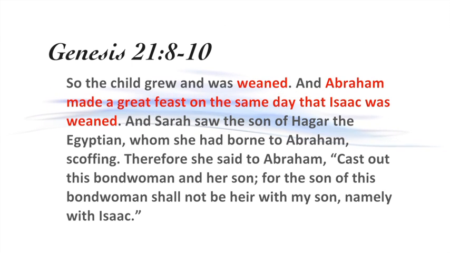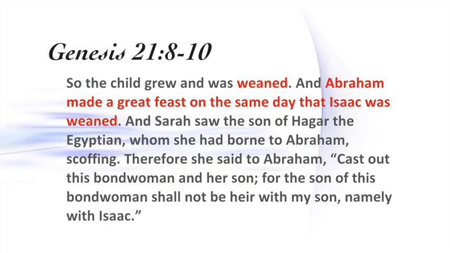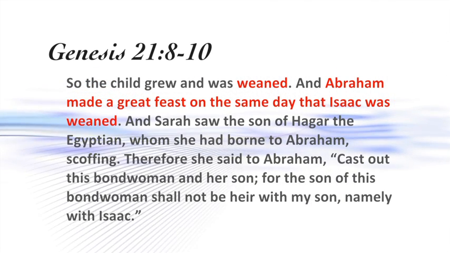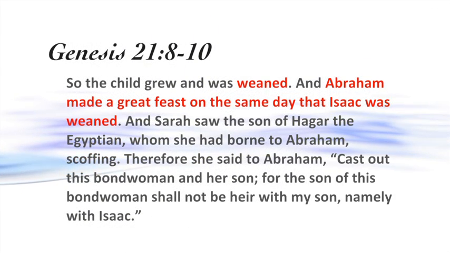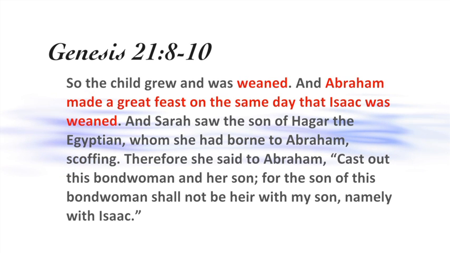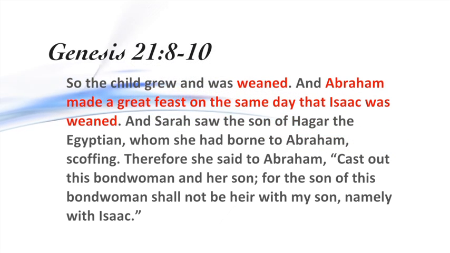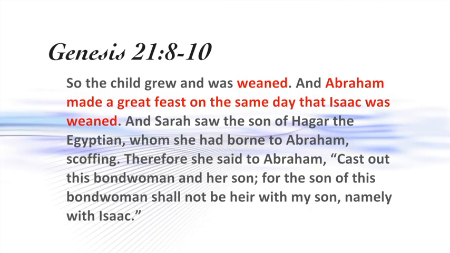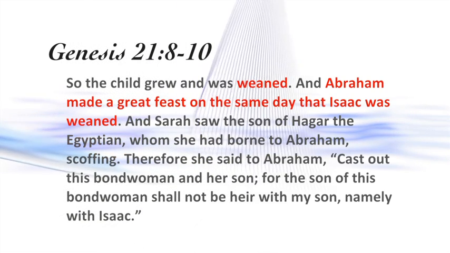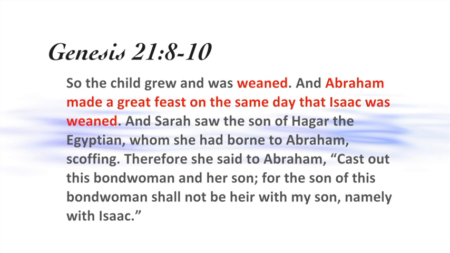And the child, Isaac, grew and was weaned. And Abraham made a great feast the same day that Isaac was weaned. And Sarah saw the son of Hagar the Egyptian, which she had borne unto Abraham, mocking. Wherefore she said unto Abraham, Cast out this bondwoman and her son, for the son of this bondwoman, who was Ishmael, shall not be heir with my son, even with Isaac. At age 5, Isaac was weaned, and he was established then as the seed and the sole heir.